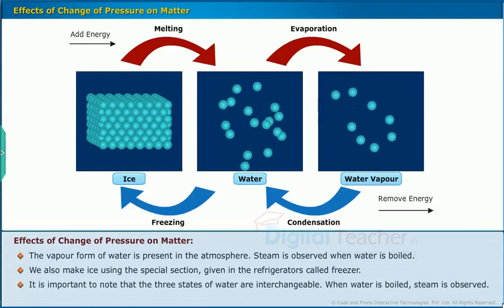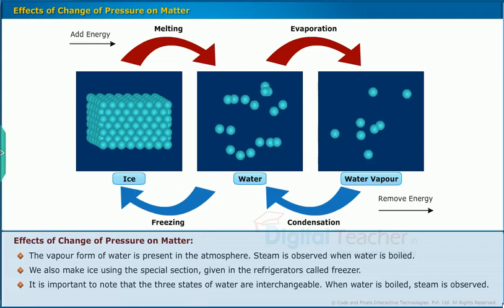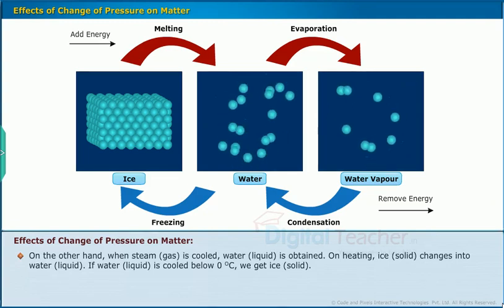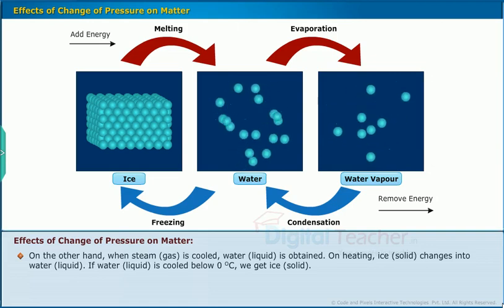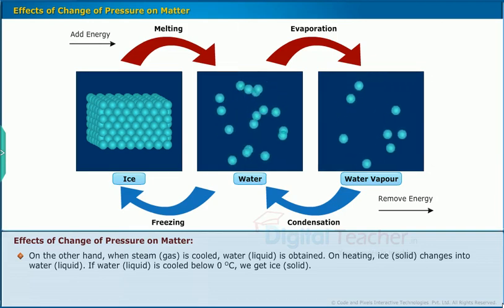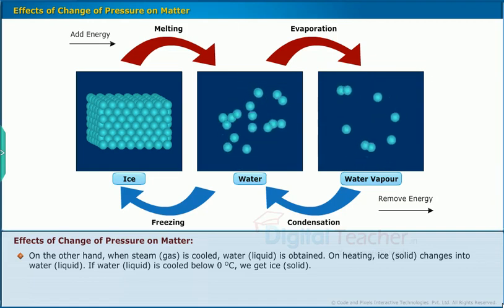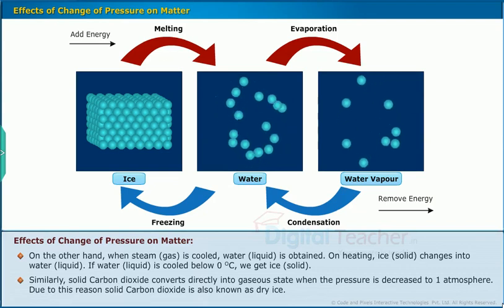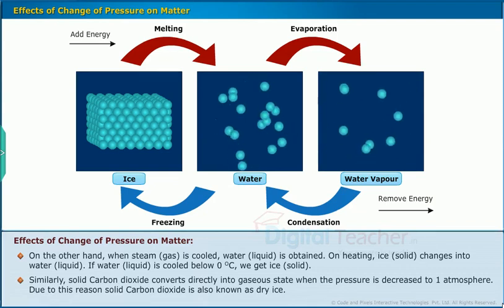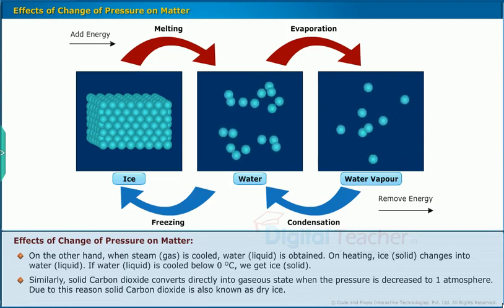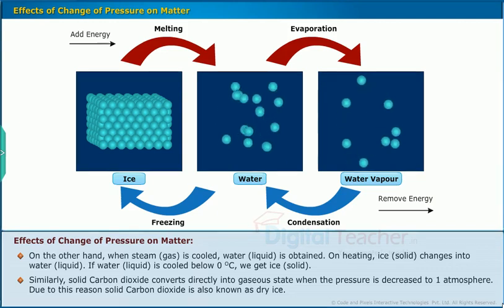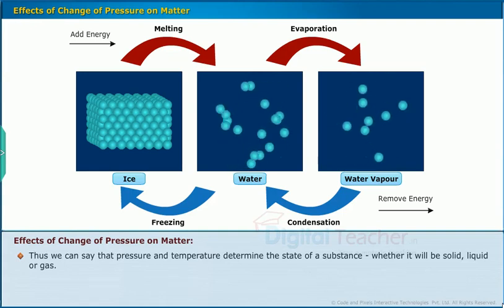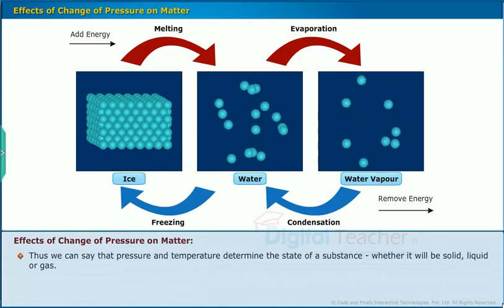It is important to note that the 3 states of water are interchangeable. When water is boiled, steam is observed. On the other hand, when steam, that is gas, is cooled, water, that is liquid, is obtained. On heating, ice, that is solid, changes into water, that is liquid. If water is cooled below 0 degrees centigrade, we get ice. Similarly, solid carbon dioxide converts directly into gaseous state when the pressure is decreased to 1 atmosphere. Due to this reason, solid carbon dioxide is also known as dry ice. Thus, we can say that pressure and temperature determine the state of a substance, whether it will be solid, liquid or gas.